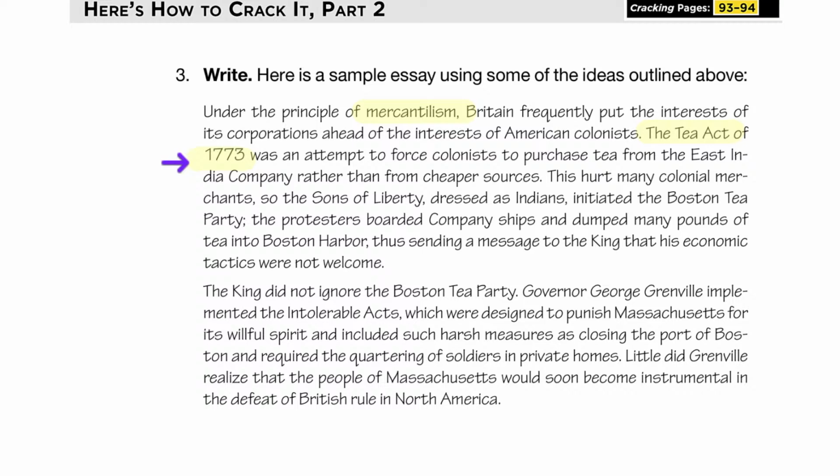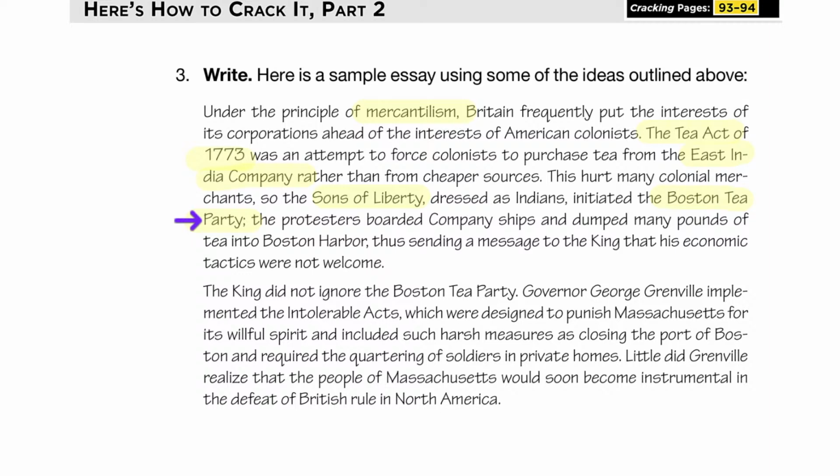"Was an attempt to force colonists to purchase tea from the East India Company rather than from cheaper sources. This hurt many colonial merchants, so the Sons of Liberty, dressed as Indians, initiated the Boston Tea Party." So far, this person has thrown a lot of good key terms in here, right? Mercantilism, the Tea Act, East India Tea Company, Sons of Liberty, Boston Tea Party. It's just loaded with good information.